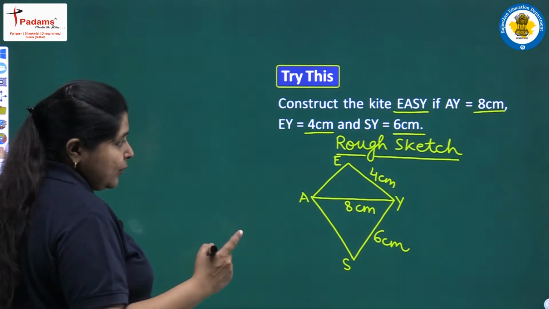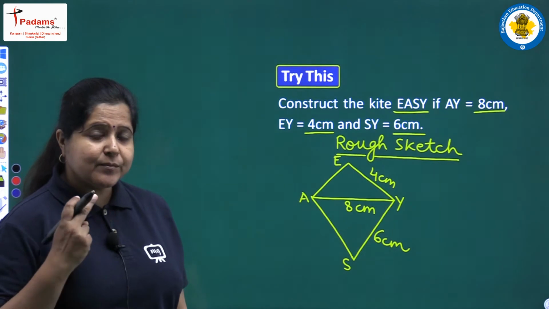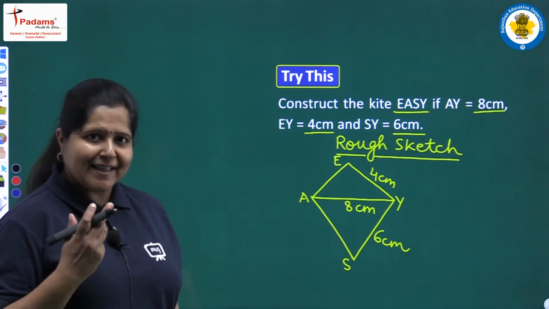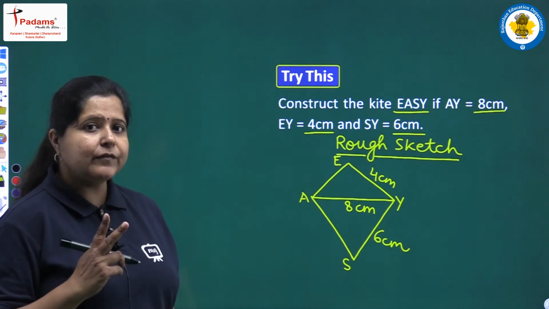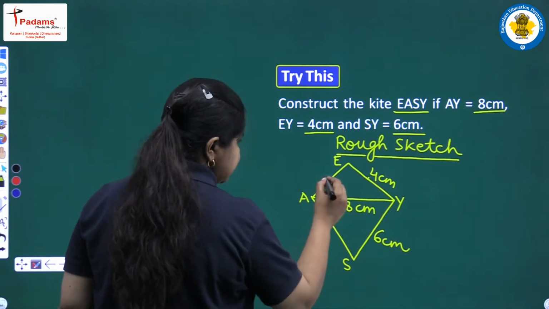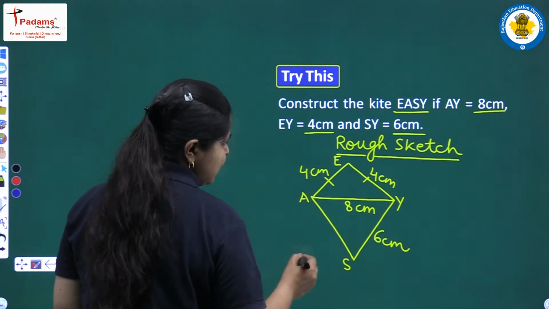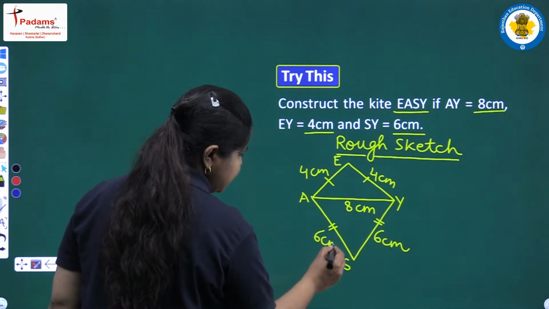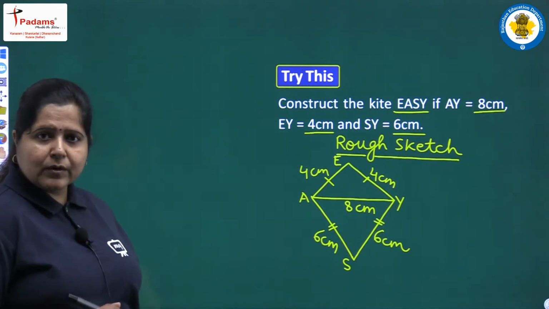And now we have been given only 3 measurements. We need 2 measurements more to get it constructed. And how will we get those 2 measurements? We know that in a kite, consecutive sides are equal. 2 pairs of consecutive sides are equal. If this is 4, then this side will also be equal to 4 centimeter. These 2 sides are equal, and again these 2 sides are equal. This is 6 and this will again be 6 centimeters long. Now it's easy to construct this quadrilateral.